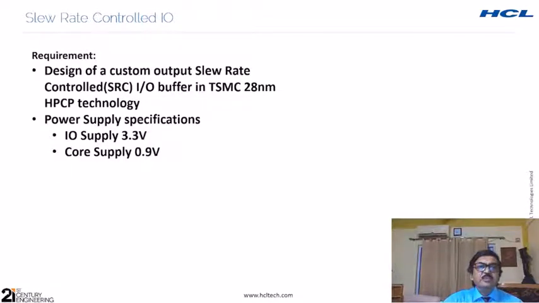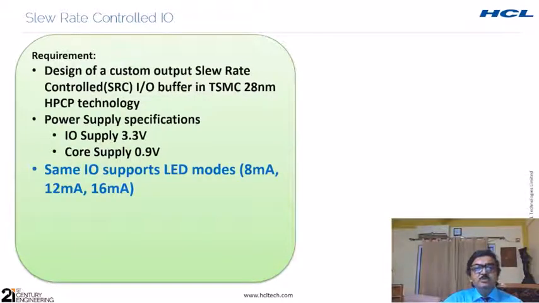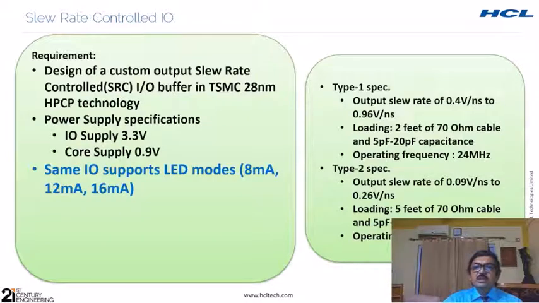But apart from the slew rate control, what was added was that the same I/O was supposed to deliver up to 16 milliampere of current for driving LEDs. So this is one other example where you combine two different functions. Of course, in LED mode, it does not care about the slew rate.